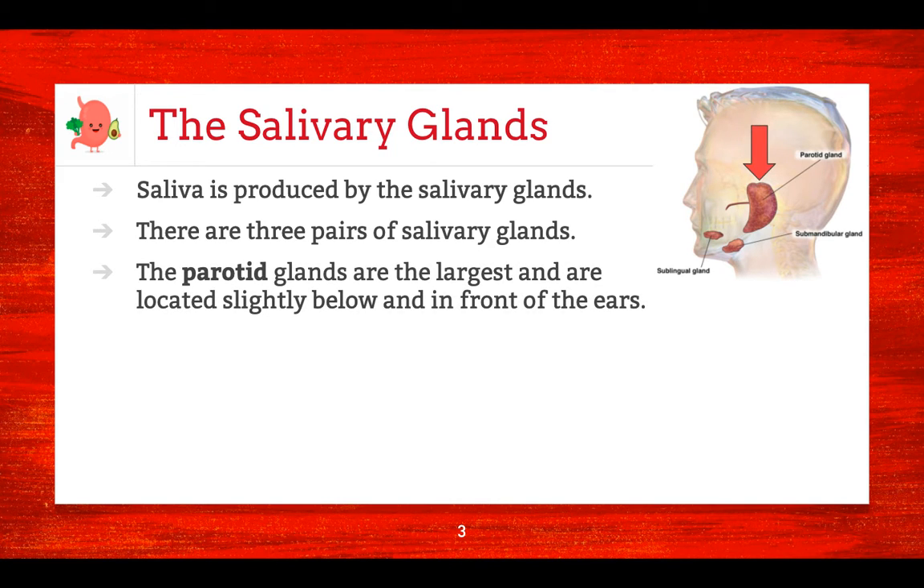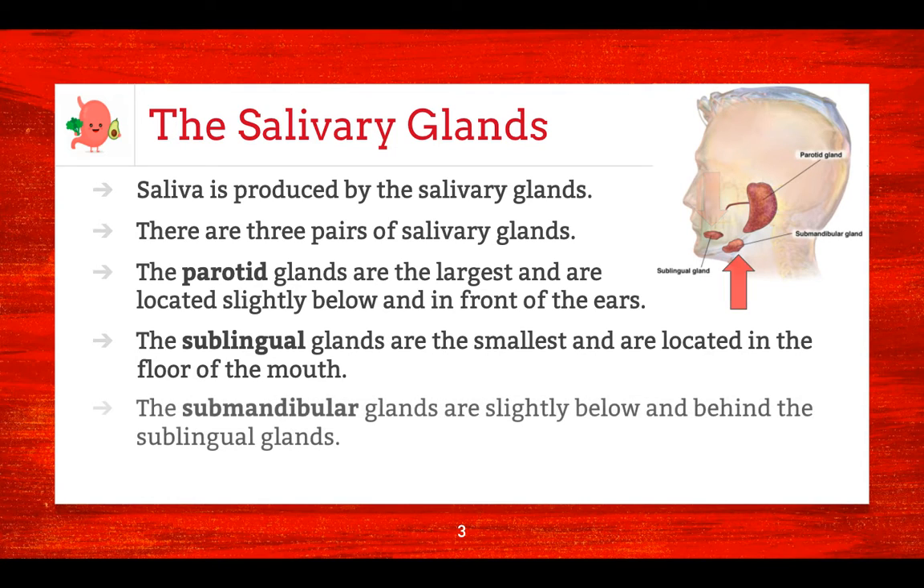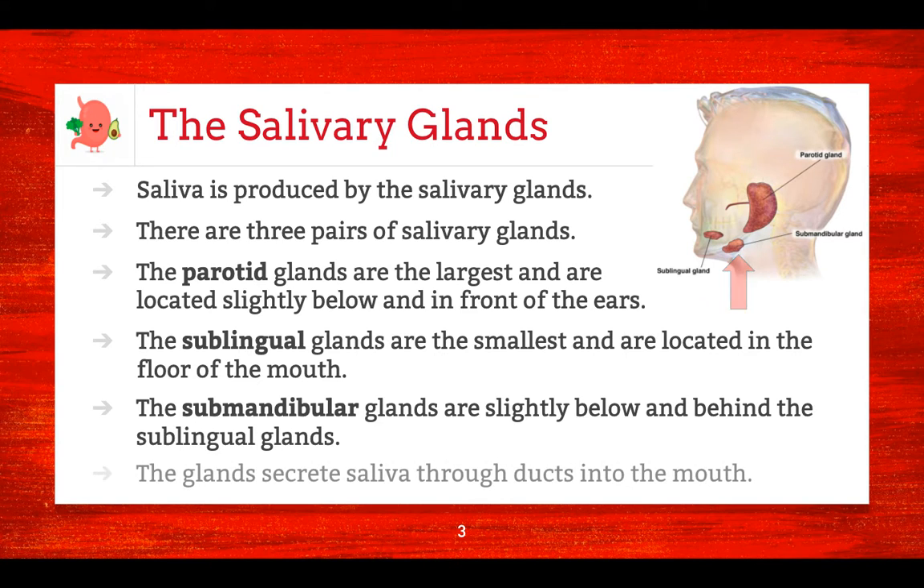So there's the parotid glands, which are the largest and are located slightly below and in front of the ears. There's the sublingual glands, which are the smallest and are located in the floor of the mouth, and the submandibular glands, which are slightly below and behind the sublingual glands. So these glands are creating the saliva, which contains the enzymes and the mucins, and they send it through ducts from the gland into the mouth to be mixed with the food.